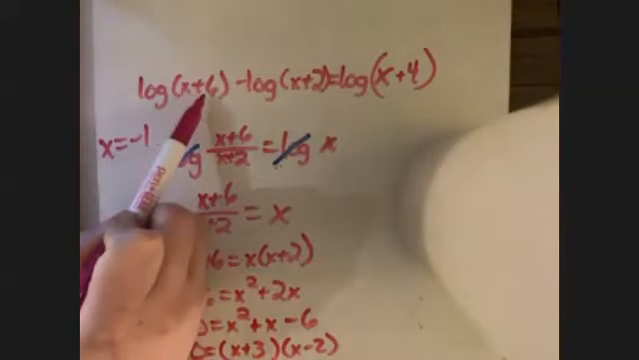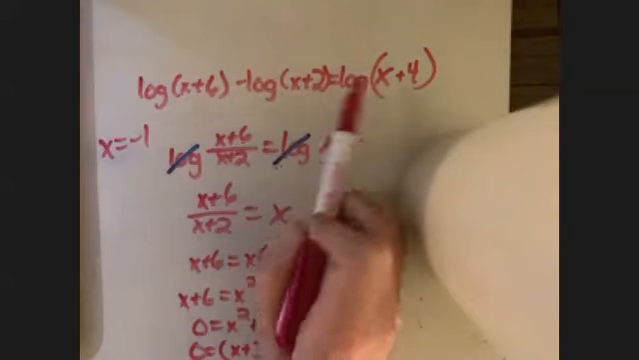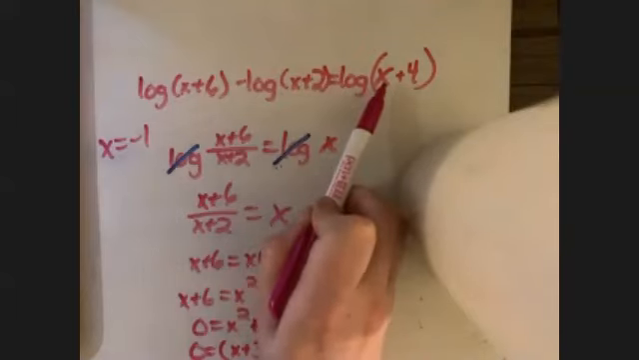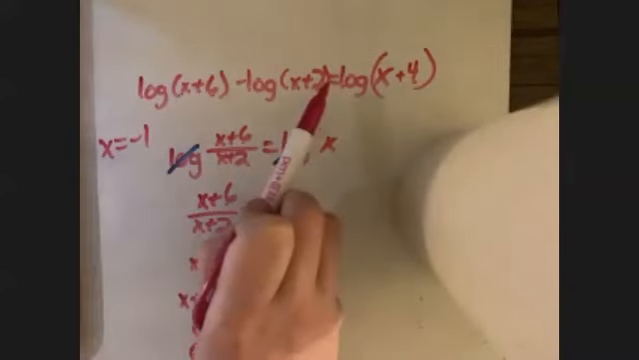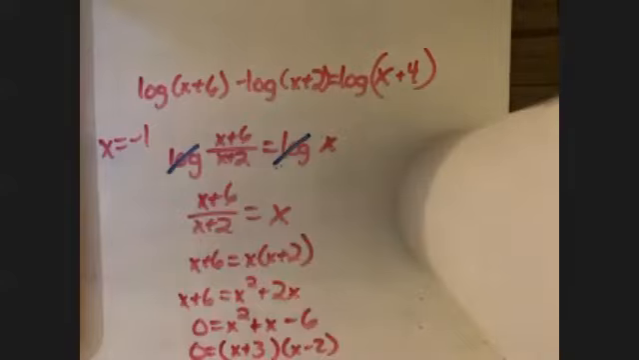Negative 1 plus 6 is 5. That's good. Negative 1 plus 2 is 1. That's good. Negative 1 plus 4 is 3. That's good. As long as when you take the number and plug it in, every log piece is going to come out, you're fine. So do not think that just because you get a negative number, it is automatically out. That is not the scenario that we are presenting here.